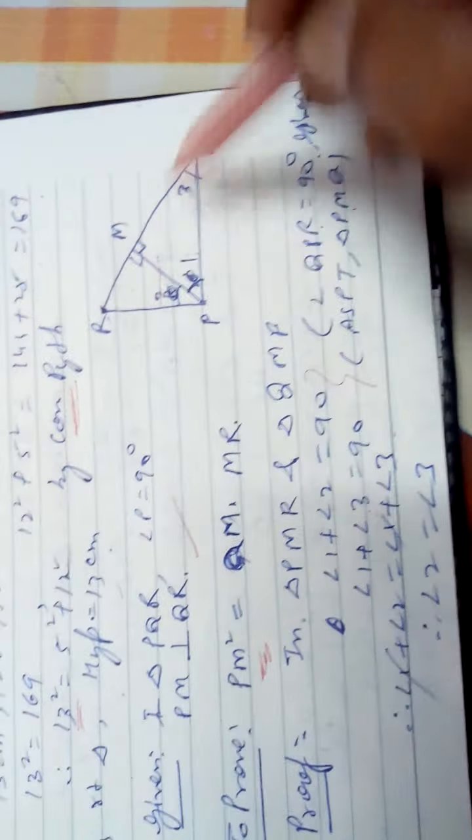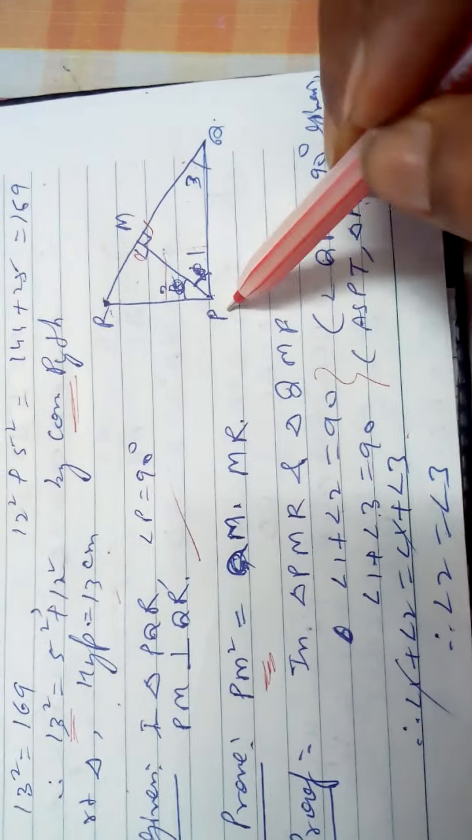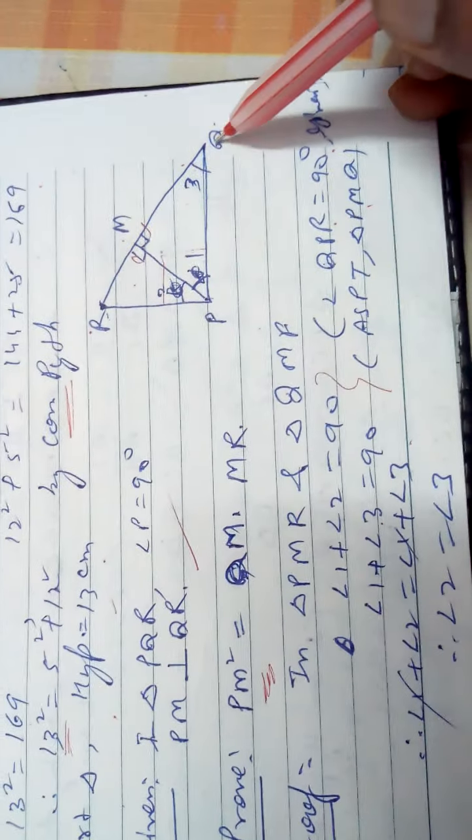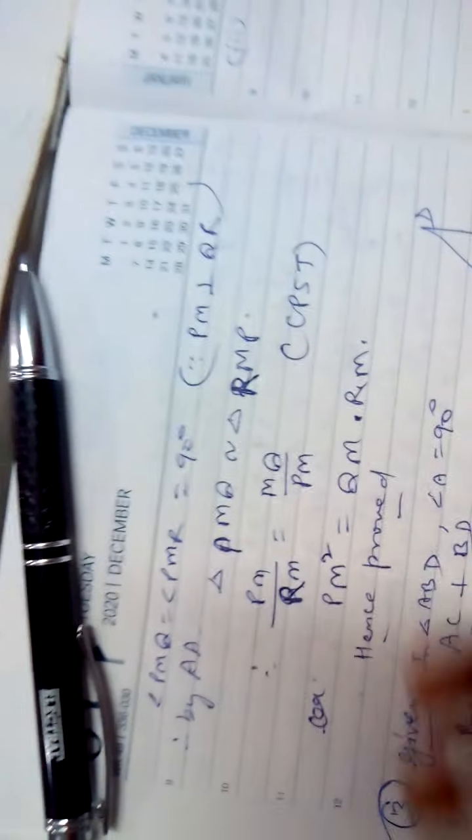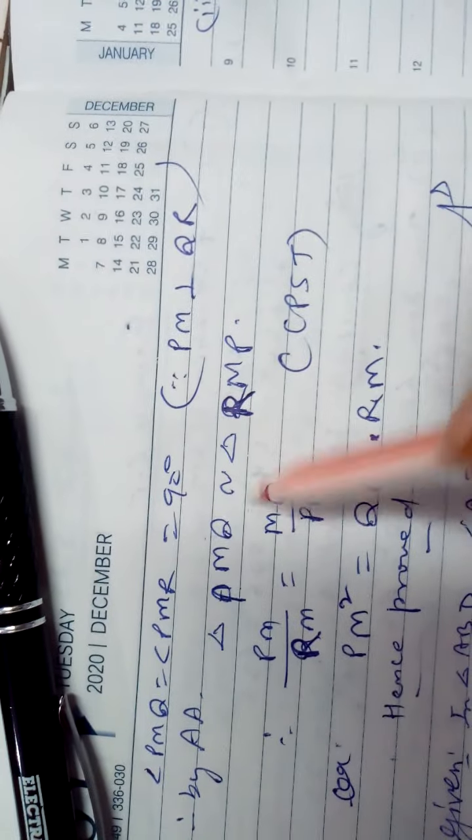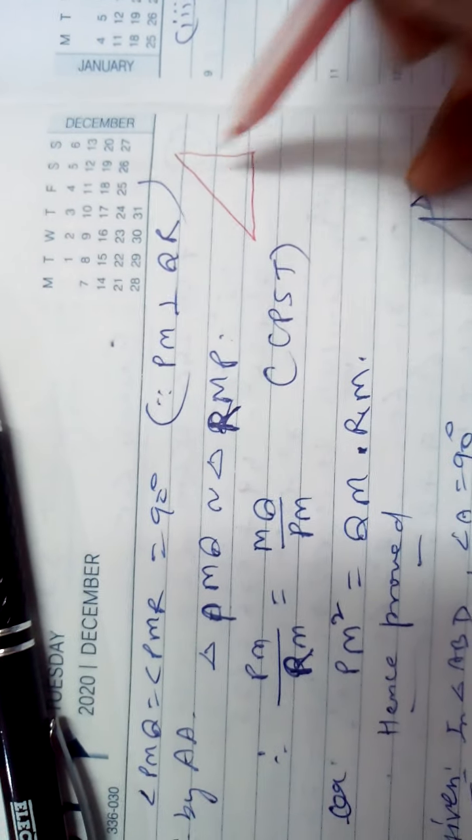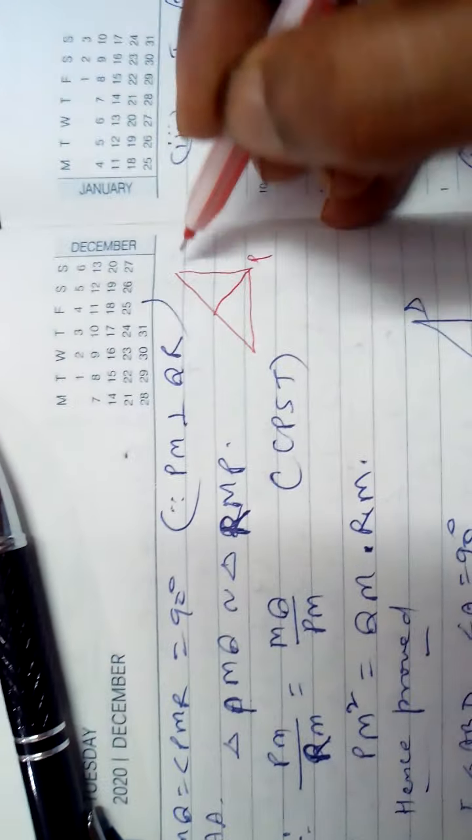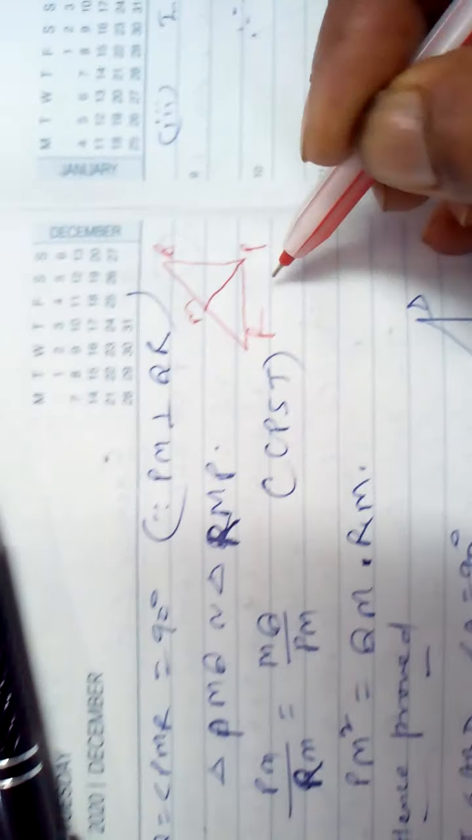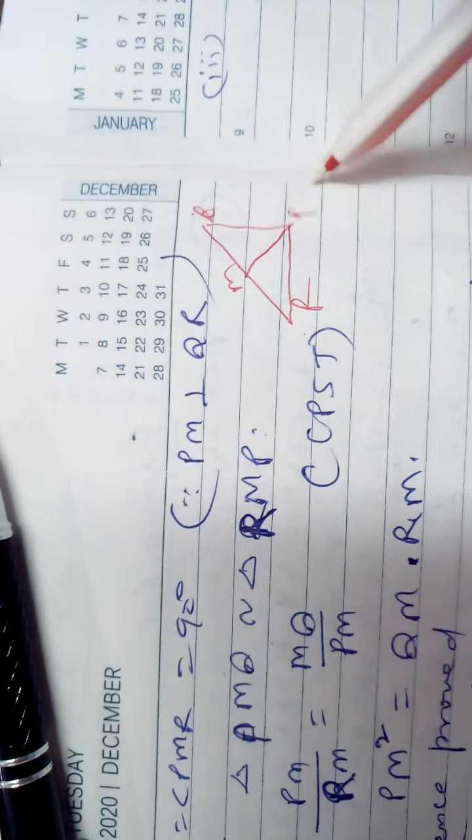If 2 is equal to 3 and one angle is 90, then by double A similarity, triangle PMR is similar to triangle QMP. You will write PMR is similar to triangle QMP. When you get PMR is similar to, or PMQ is similar to RMP, you will write down these things. Like this, you have got a figure. P is here, Q is here and R is here. Here is M. You are getting the PMQ. PMQ is similar to RMP.